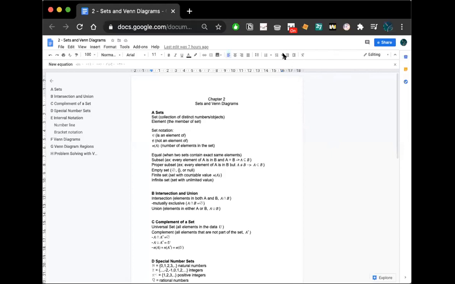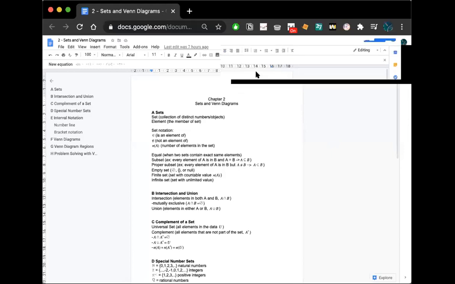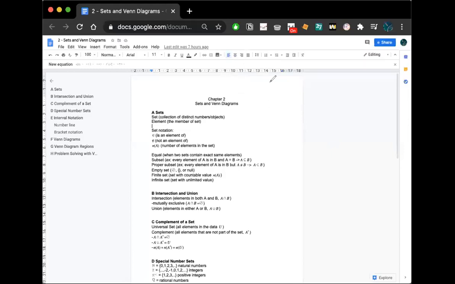So today we're going to cover sets. For most of these, we're just going to cover the definitions and look back at the terms that are usually used in sets and Venn diagrams.